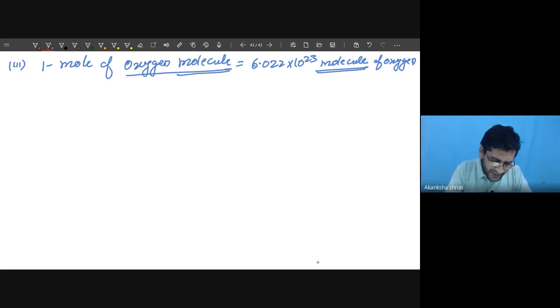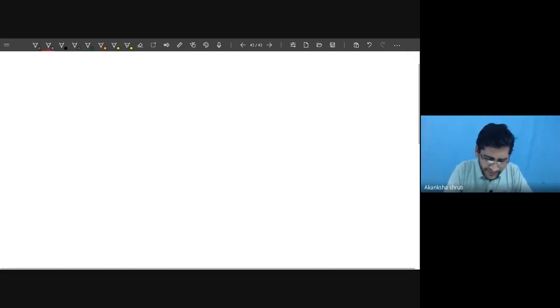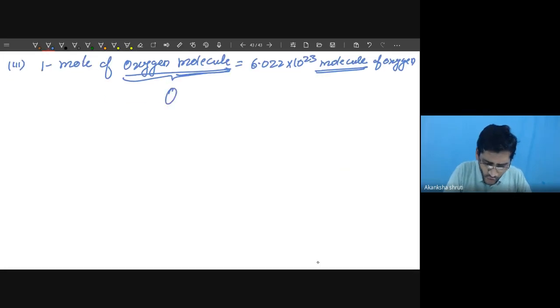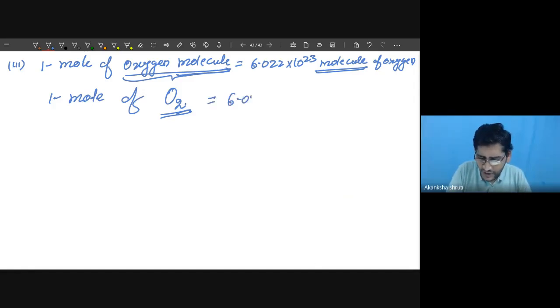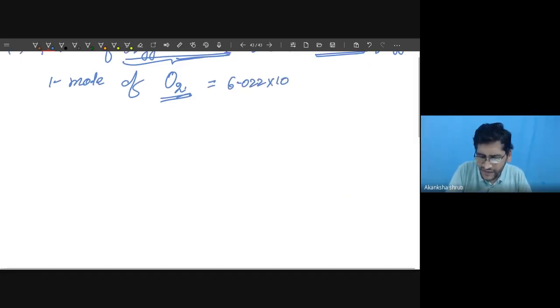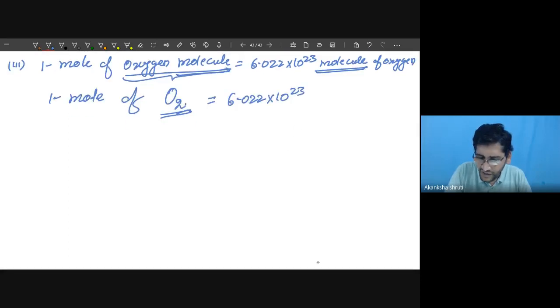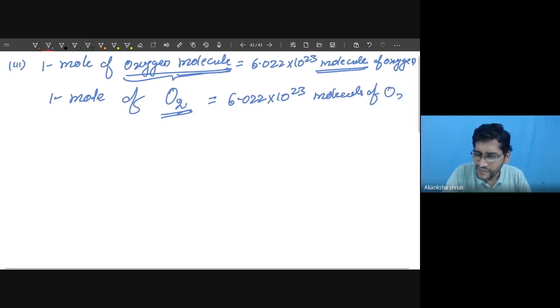Now, this oxygen molecule may be written as O2. Is it okay? So it is 1 mole of O2 simply. It simply means 6.022 into 10 to the power 23 oxygen molecules, or molecules of which one? O2. Is it okay? Now, student, this is the molecule of oxygen.